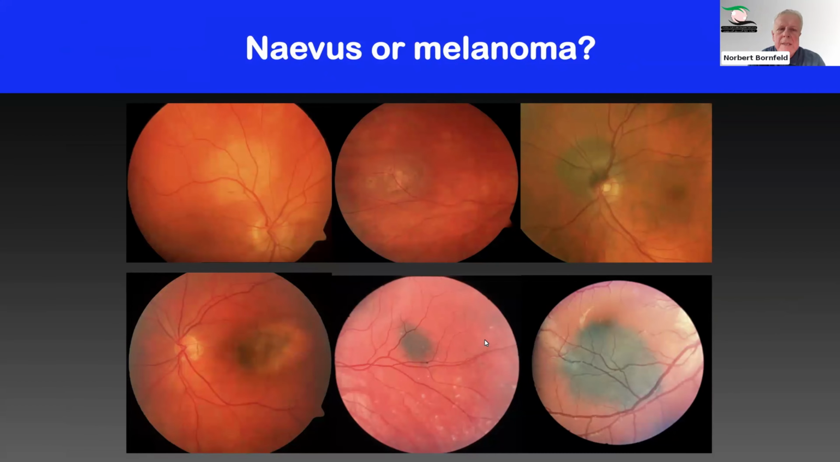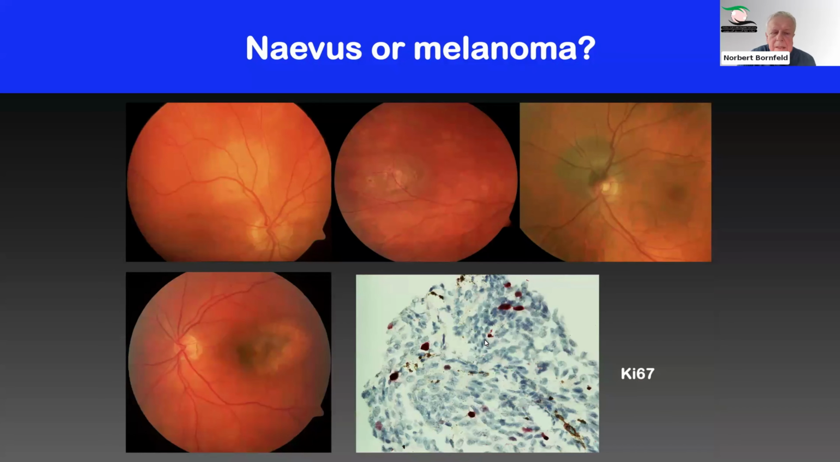So again, what is a nevus and what is a melanoma? Have your personal guess. What you see are very flat, pigmented or non-pigmented lesions, particularly the second lesion from the left in the lower line, and just look at what happened.